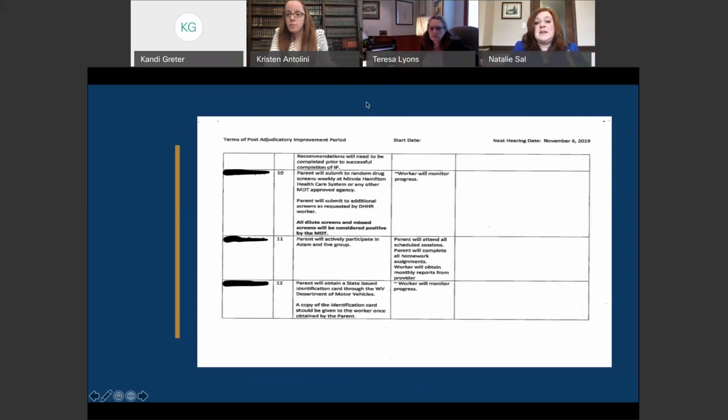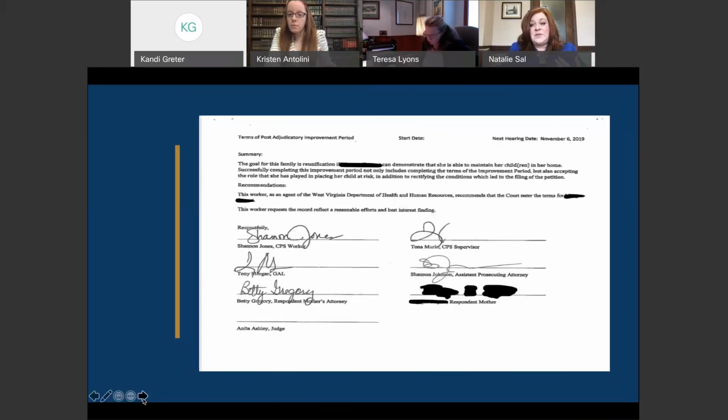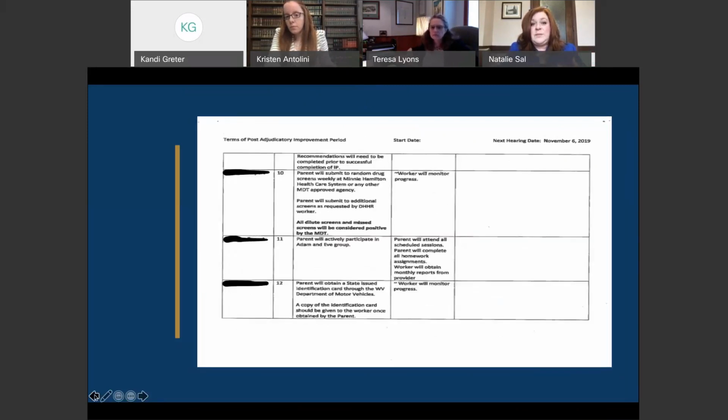In terms of what terms and conditions you will see in most improvement periods, keep in mind there are no cookie cutter cases or families. They're all going to look different. But most of the ones that I see these days are going to include a psychological evaluation. It's very helpful to find out if there's some underlying issue that can be helped through either therapy, through medication, through a combination of them.